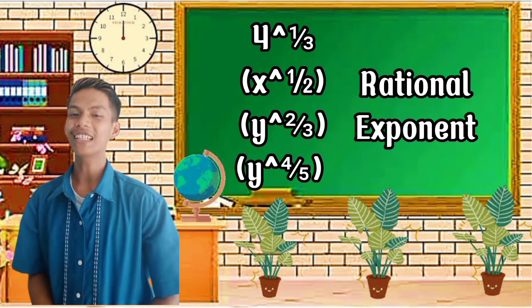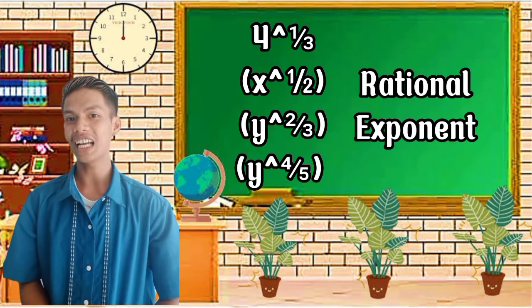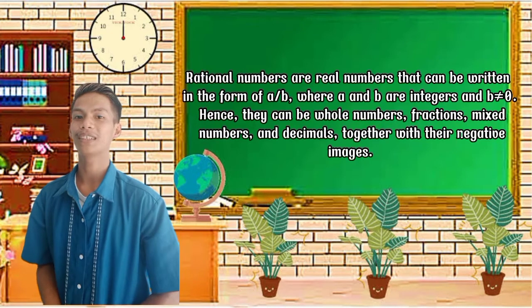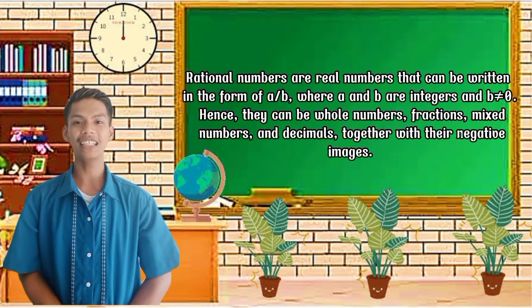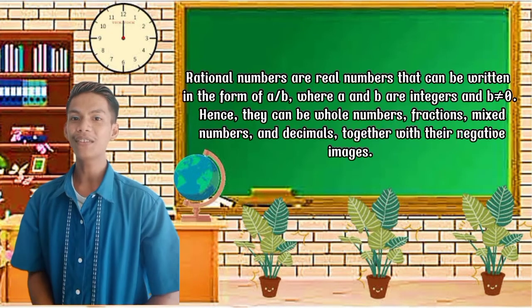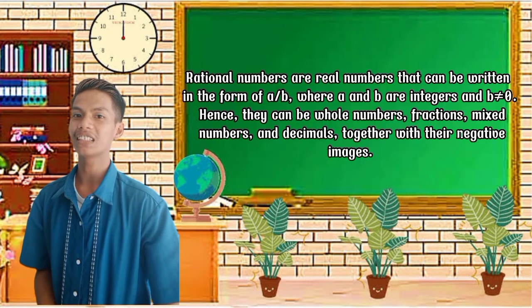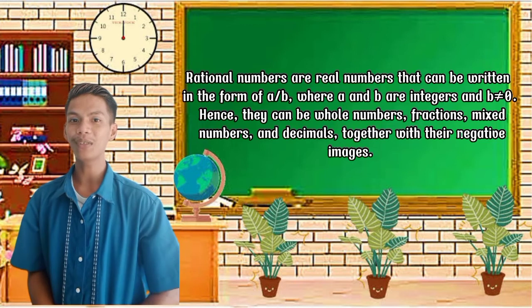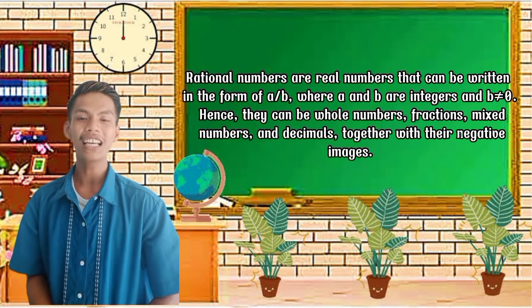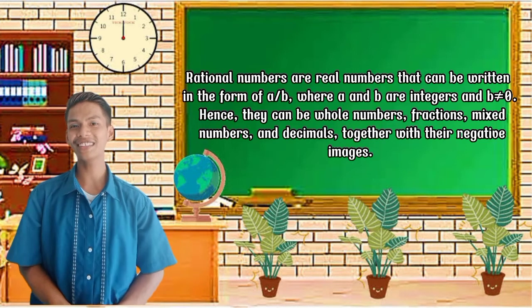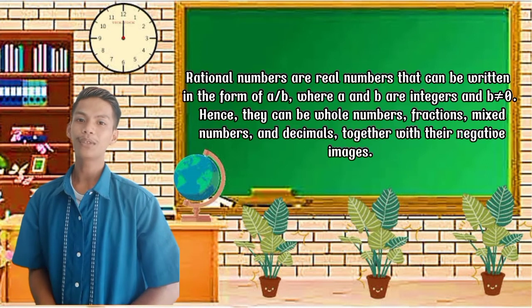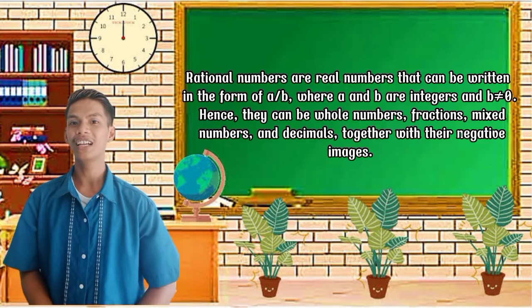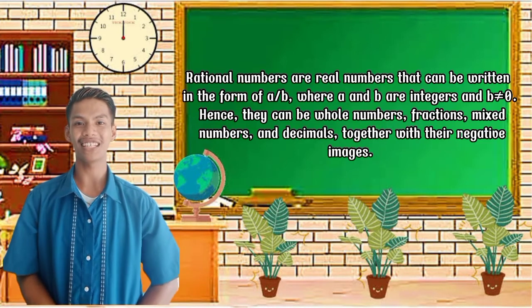The expressions on our screen are expressions with rational exponent. So rational numbers are real numbers that can be written in the form of a over b, where a and b are integers and b is not equal to 0. Hence, they can be whole numbers, fractions, mixed numbers, and decimals, together with their negative images.